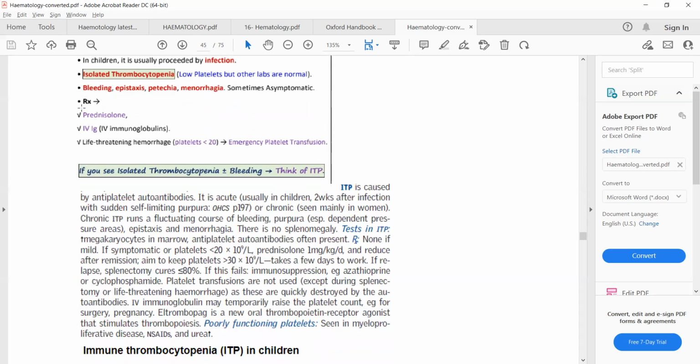So our first line will always be prednisolone, immunosuppression in the form of prednisolone, azathioprine, or cyclophosphamide. If prednisolone does not work, then we will try the other immunosuppressant. Immunoglobulins will only shortly raise the platelet count, such as during surgery or in pregnancy. And platelet transfusion is only indicated in two conditions. That is, a patient who is undergoing splenectomy or a patient with a life-threatening hemorrhage.